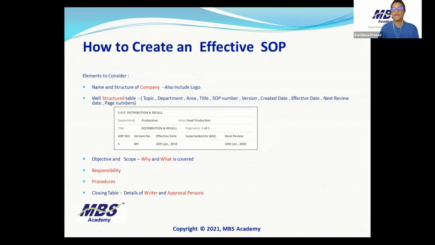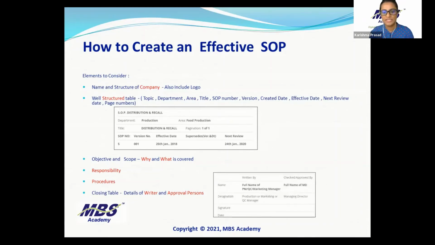Now, an SOP is not complete unless it has a closing table. It should have details of the writer and the approved person. In the example that you can see, you have written by, the name, designation, signature, and date. This is done usually by 2 persons. The first is the person who writes it, and the second is a manager or a superior designation that approves the whole SOP.